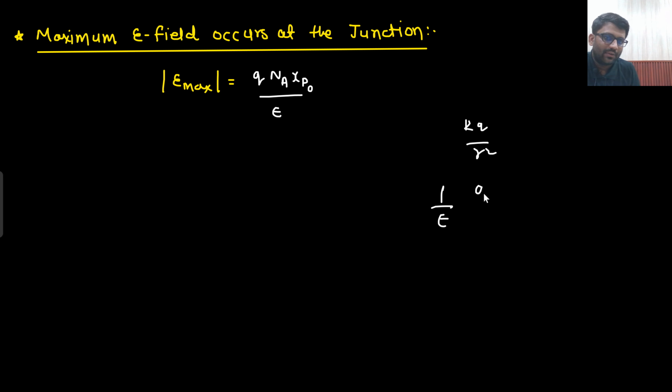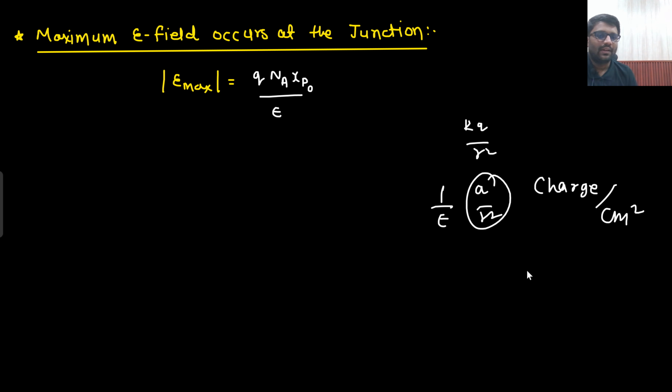K is 1 by epsilon, Q by r square. That means you need to write down charge per centimeter square. I am having the value of Na. If I multiply with Q, what am I getting? Charge per unit volume. I will multiply with xp. So what am I getting?